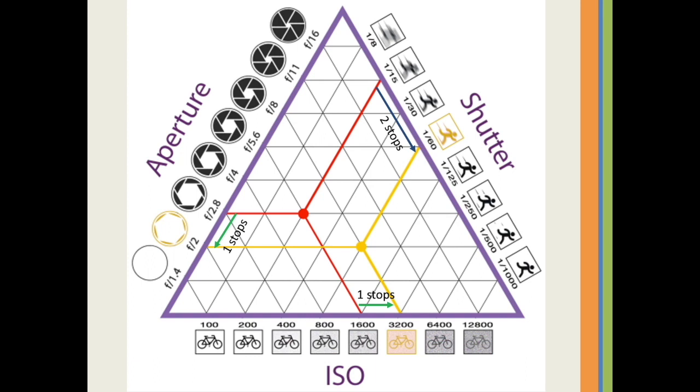which equals 2 stops. If you're moving clockwise on the exposure triangle, that's the blue arrow, you let less light in. And if you're following the green arrows counterclockwise, you are letting more light in. So you need to make sure you compensate along these 3 lines.